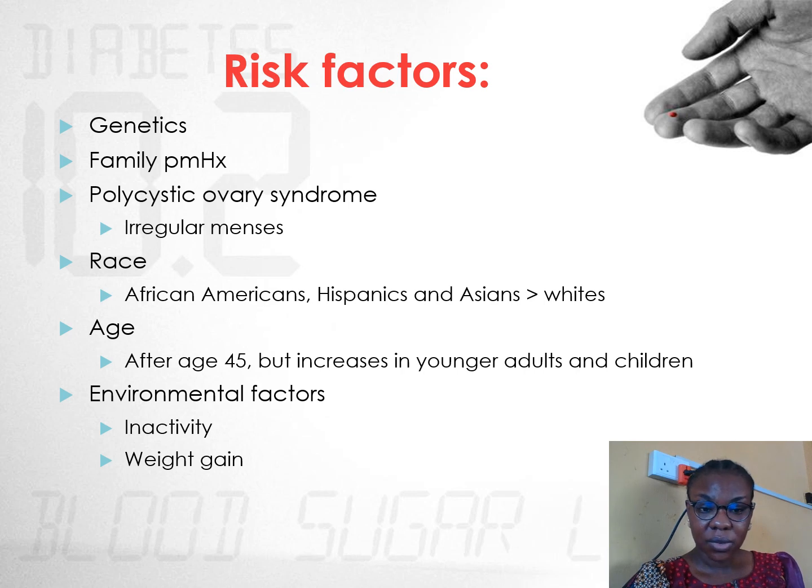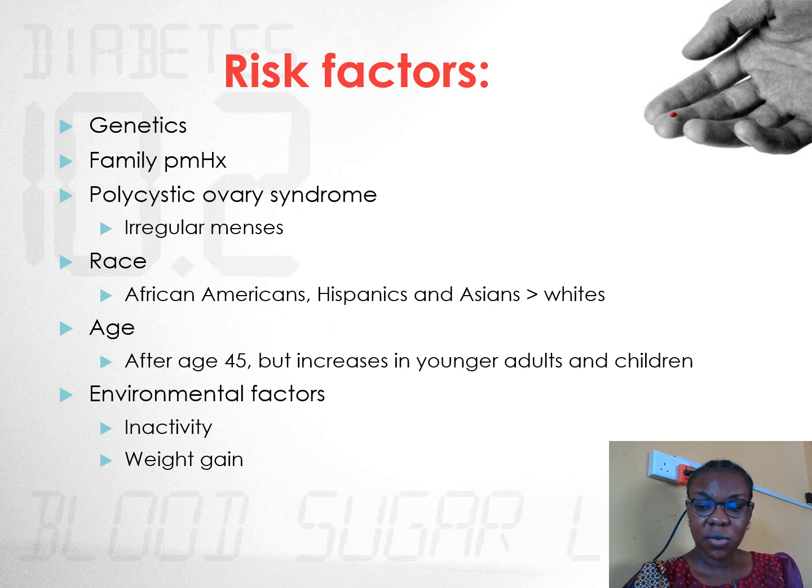So what are the risk factors? Genetics is a prominent risk factor. If there's a family history of type 2 diabetes, there's a high chance that an individual could develop it. Then family history, polycystic ovarian syndrome.